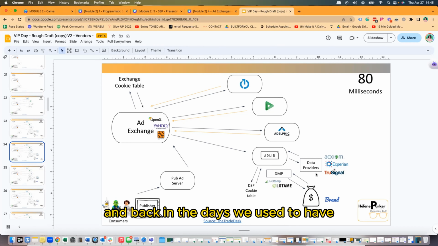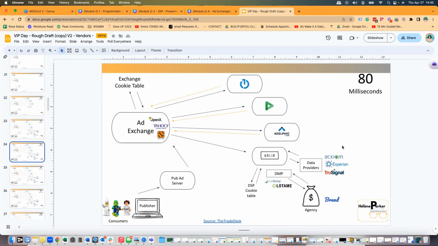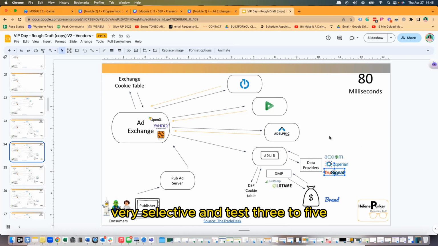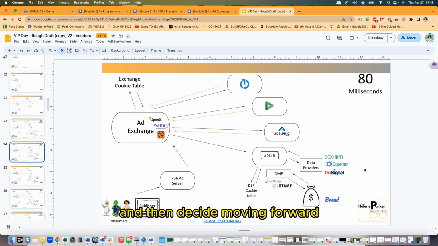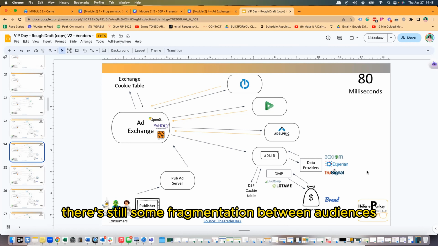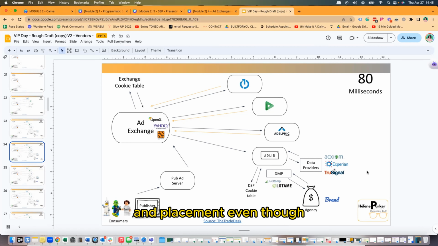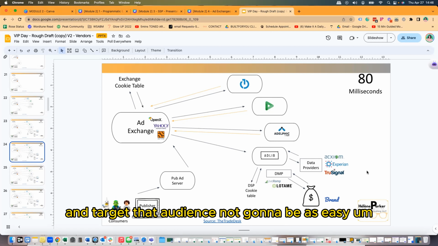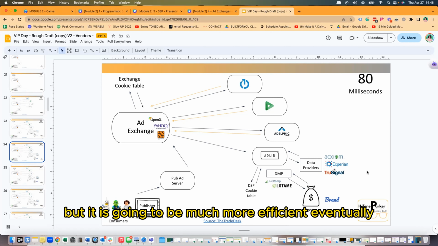Back in the day, we used to work with like 30 data providers for one behavior. But now you don't have to. Now you can be very selective and test 3 to 5 of those segments from different providers, and then decide moving forward if it's working for you or not. Even though there's still some fragmentation between audiences and placement, and cookies in the traditional way we know them are going to disappear, there are other ways for us to track and target that audience. It's not going to be as easy, but it is going to be much more efficient eventually.